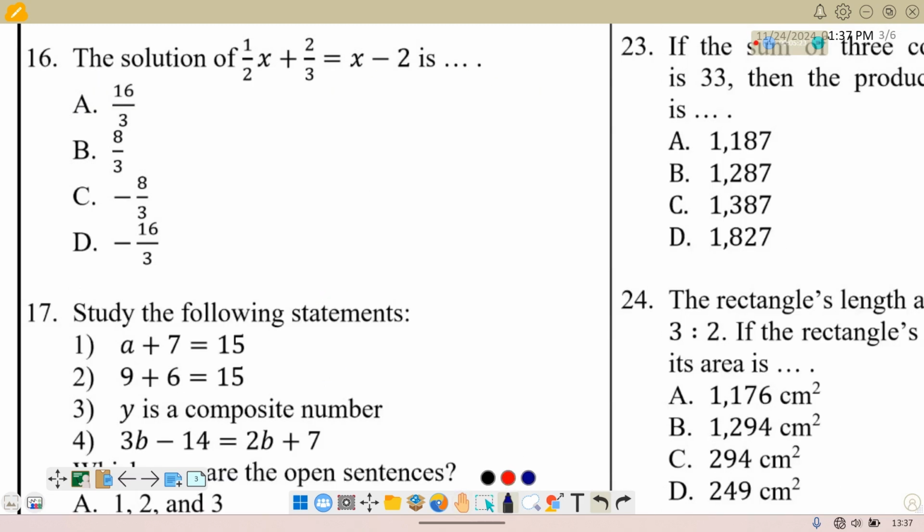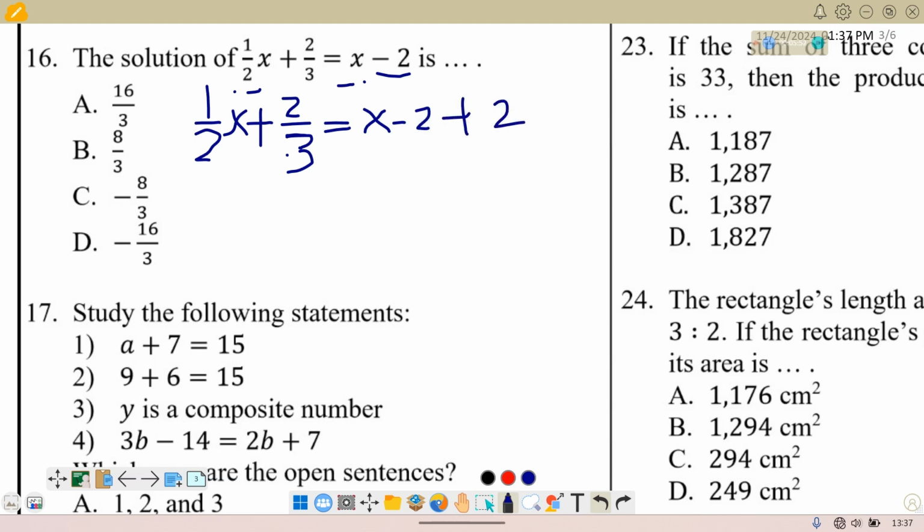The solution of half x plus 2x equals x minus 2 is this one: half x, this is x. So which one is the biggest? Yeah, the biggest is x. So we're going to cancel negative 2 first. So here we have half x plus 2 over 3 equals x minus 2 plus 2. And then don't forget to add 2 on both sides. So we can cancel it. So the remaining is x. And here we have half x plus 2 2/3. We can change it into an improper fraction.